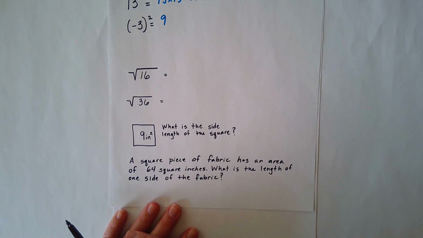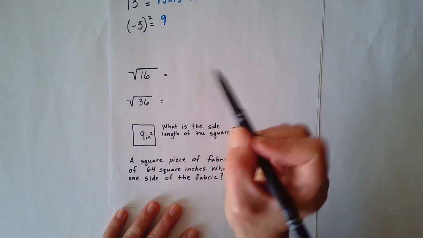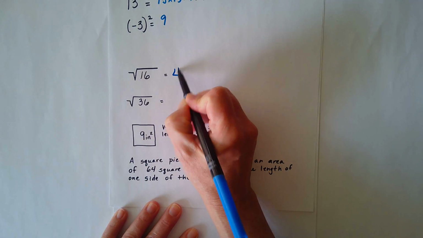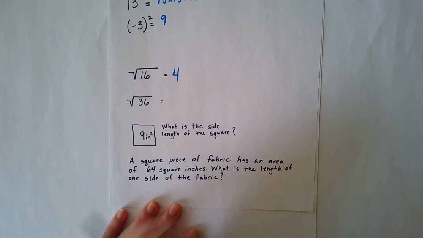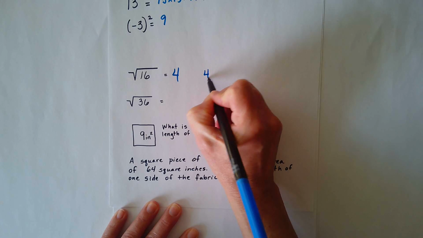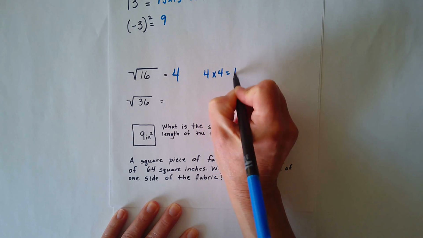Now remember, the most common mistake is people want to divide by 2. But we're not dividing by 2 because that would be 8. And 8 times 8 is not 16. So what is the answer? 4. Because 4 times 4 equals 16.